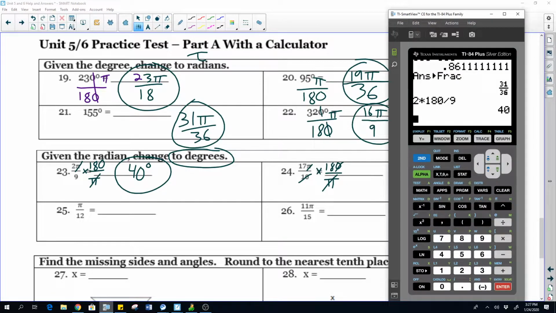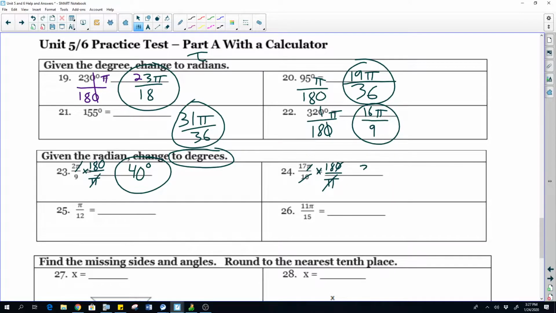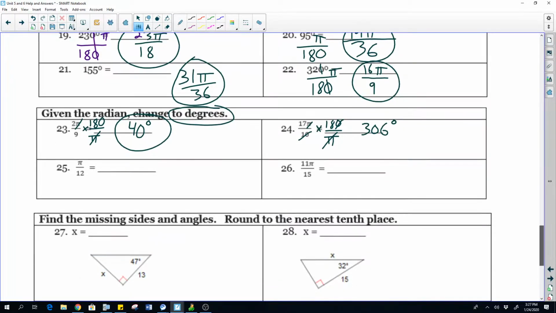Make sure we're doing it right. Let's do the whole thing. 17 times 180 divided by 10. Did you get 306 degrees too? That's a crazy answer, but that's cool. So that's very, very crazy. 306 degrees. Awesome. The next one now.